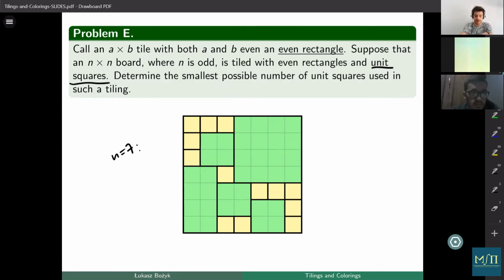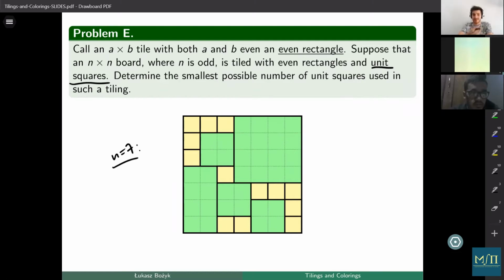Of course, in terms of n. So note that if we had an even sized board, then the problem would be trivial, right? Because we could have just one big even square and that's it. No 1 by 1 tiles. But now it's a bit more interesting, arguably.